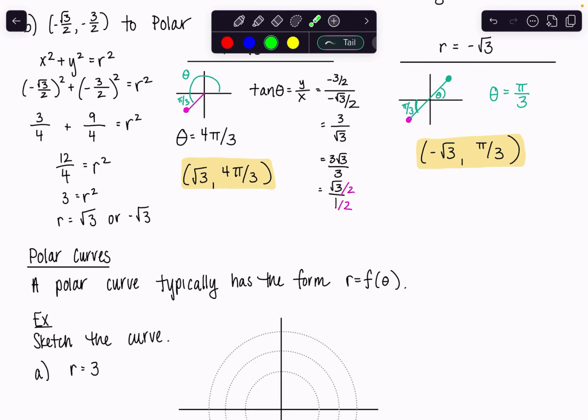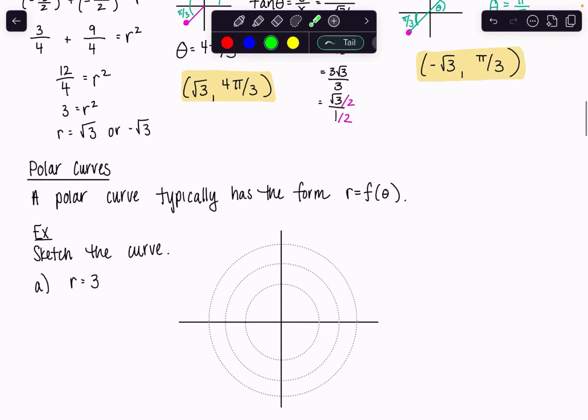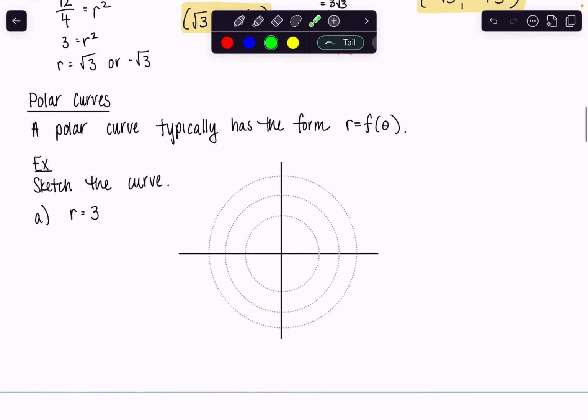And in the same way that we can convert points back and forth, we can also convert a lot of our equations. So we're going to start with just some nicer examples, but then we're going to talk about special types of curves that have names. So we're going to start with this first example. We're going to sketch the curve r equals 3.